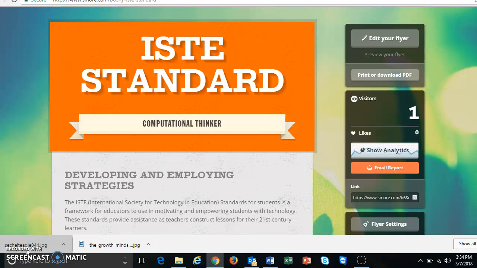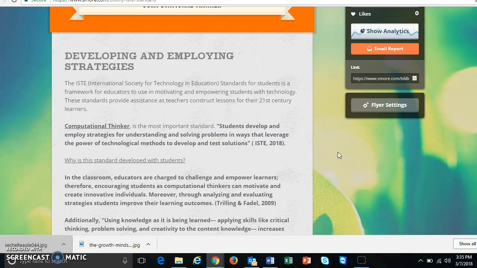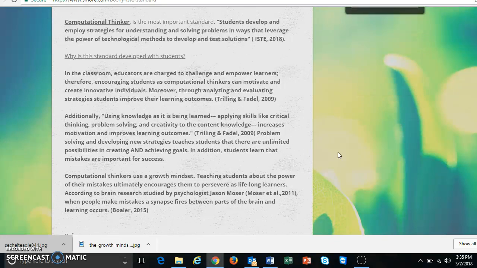My name is Ashley and I'm going to walk you through some important facts about the standard computational thinker and why it's the most important. Please follow along with the bold print. Students develop and employ strategies for understanding and solving problems in ways that leverage the power of technological methods to develop and test solutions. So why is the standard developed with students?